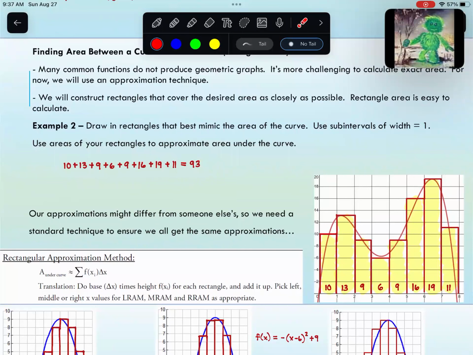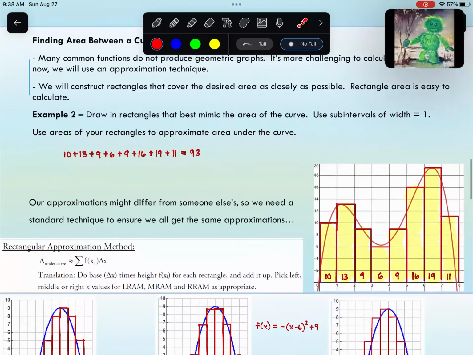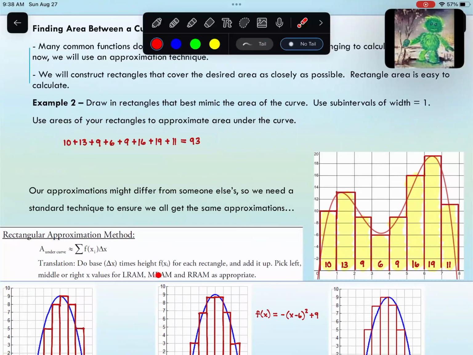But now that we've tried it once, we want to immediately standardize the process, because we probably don't want 20 people in class coming up with 20 different answers on a test question. So we're going to standardize the process in a few different ways. And you can see them referenced down below here: LRAM, MRAM, RRAM.